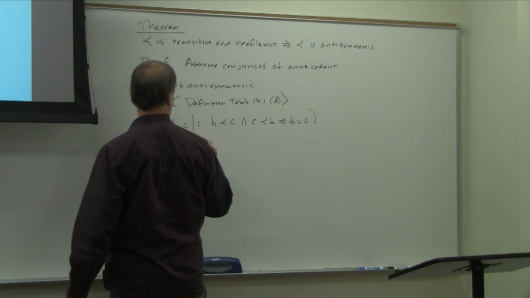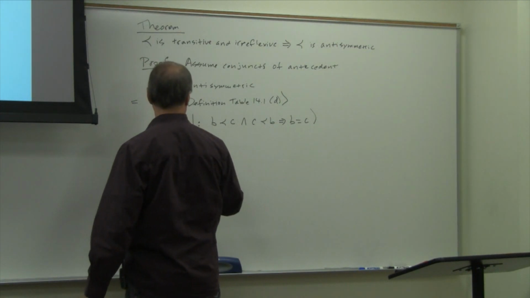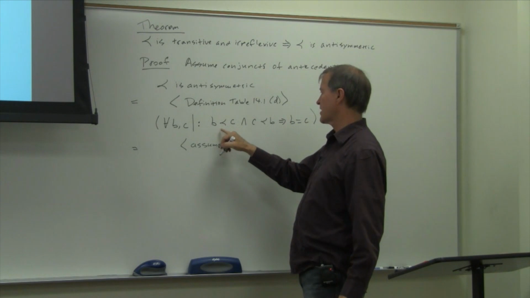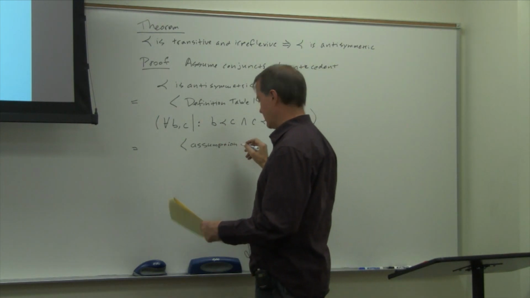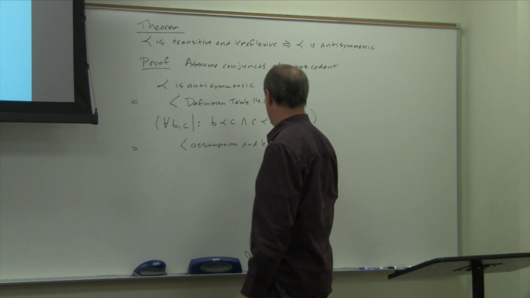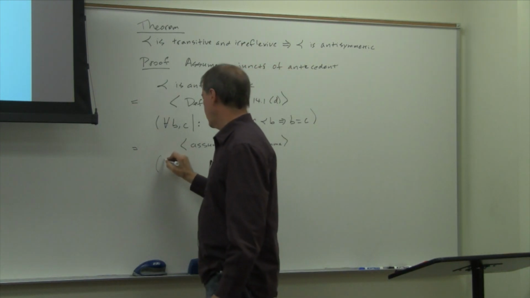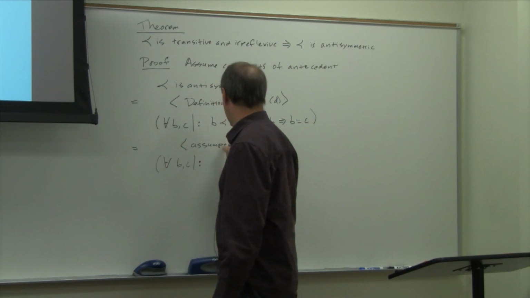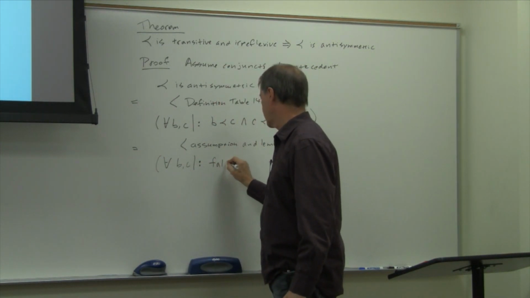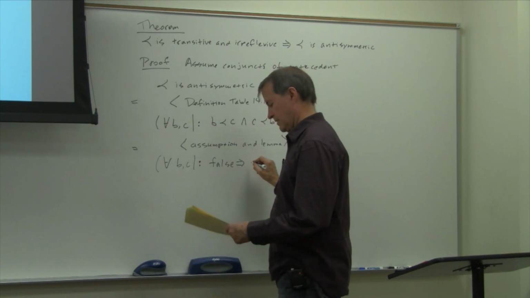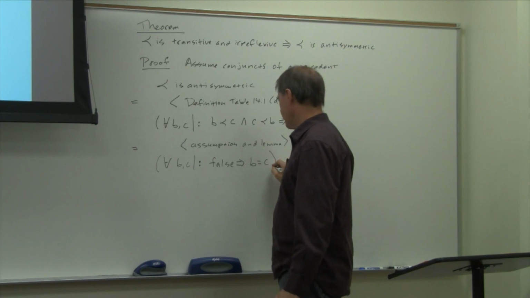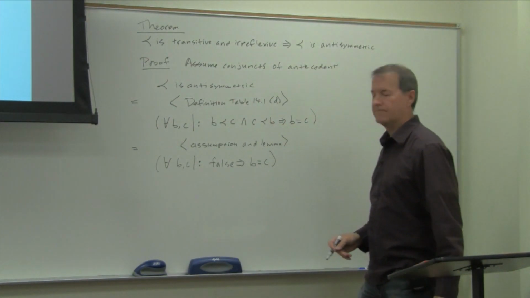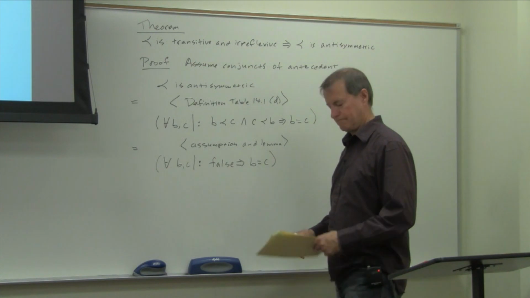But this equals, by our assumption and our lemma, false. For all B, C, this is false, right? False implies B equals C. It's always false. But if you have false in the antecedent... what's the assumption? Oh, right, it is transitive, we assumed that. That's why the lemma works. So it's going to be true.